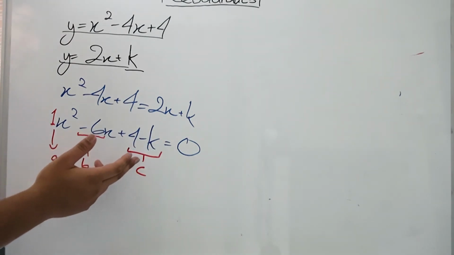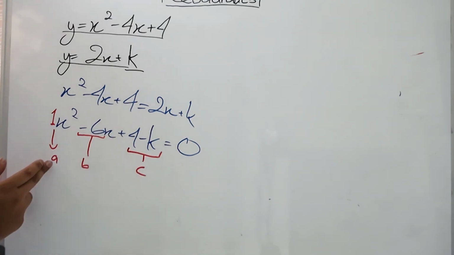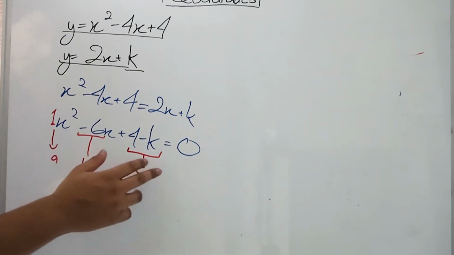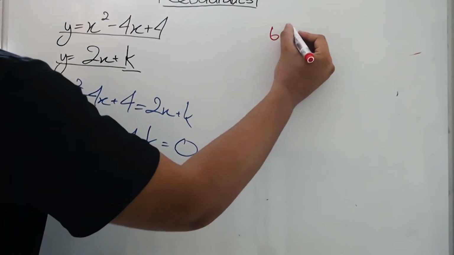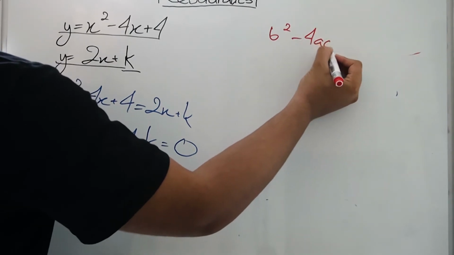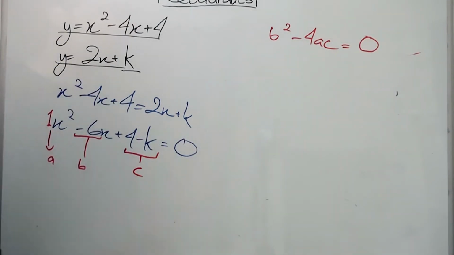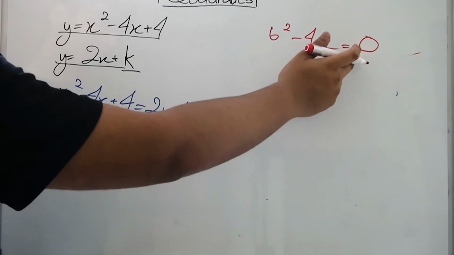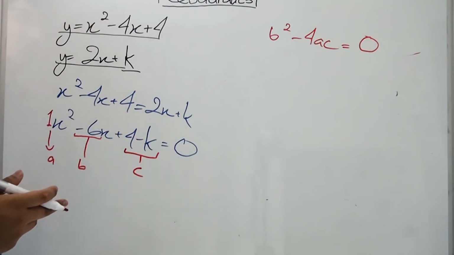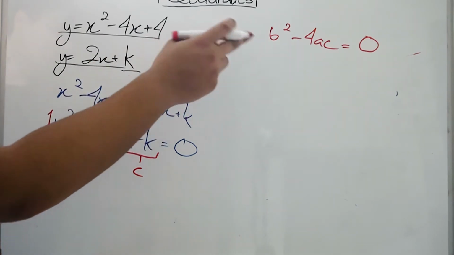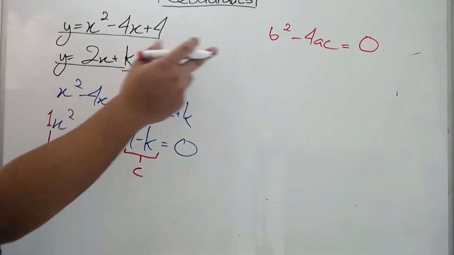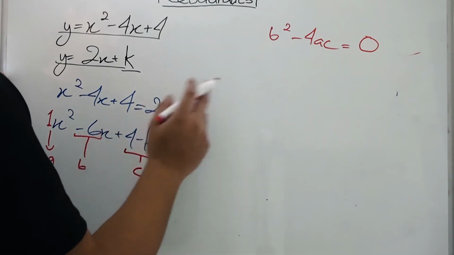Or if it was kx square, it would be included in a. But right now it does not have an x, so it's included in c. Now let's use the determinant, which was b square minus 4ac equals 0. The reason I put equals 0 is because we want the determinant to be 0 in order for this line to be a tangent. Like I taught you before, if the determinant is 0, the line will be a tangent, so we need it to be 0.